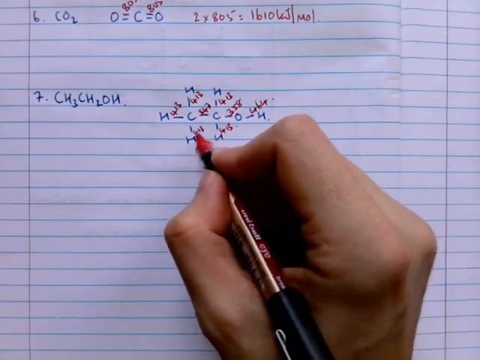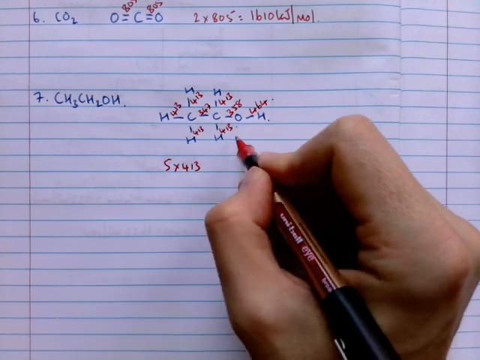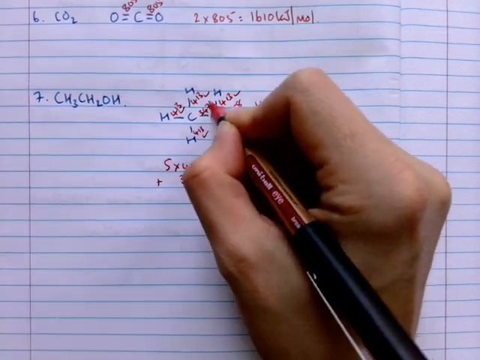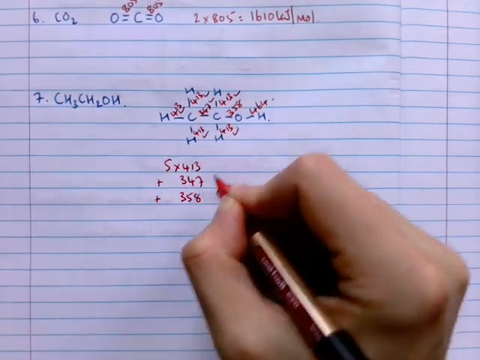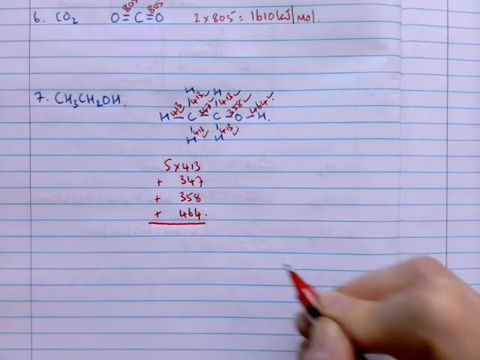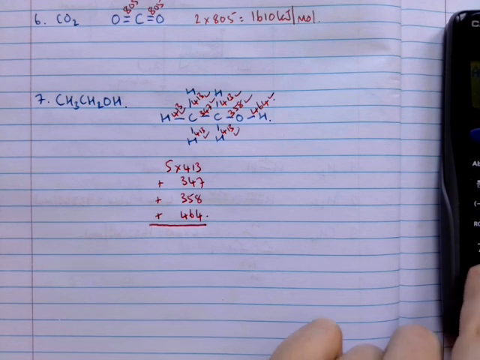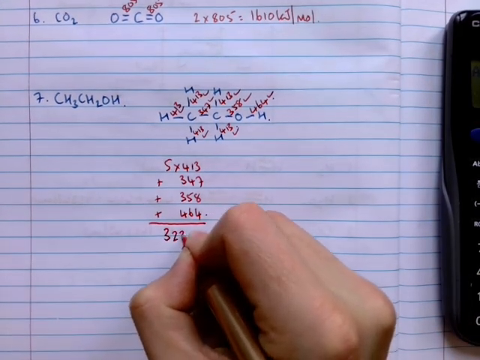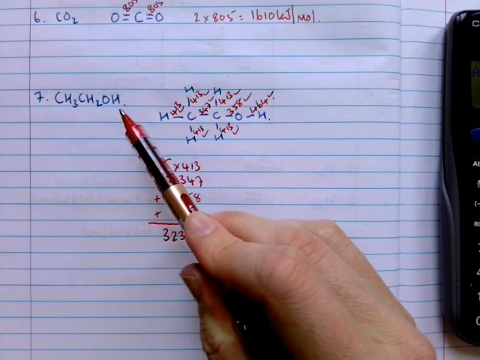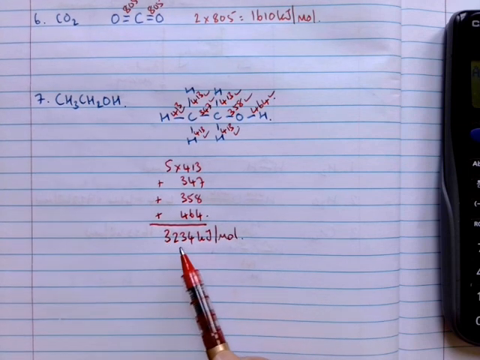Okay, so I've got 5 times 413, so I've used that one, that one, that one, that one, that one, plus 347, that's that one, plus 358, that's that one, plus 464 is that one. And if I add all of those up, I get 5 times 413, plus 347, plus 358, plus 464 gives me 3234 kilojoules per mole. So to break all of the bonds in this, ethanol, the alcohol that you get in your beer and your wine, if I had 1 mole, it would take 3234 kilojoules.